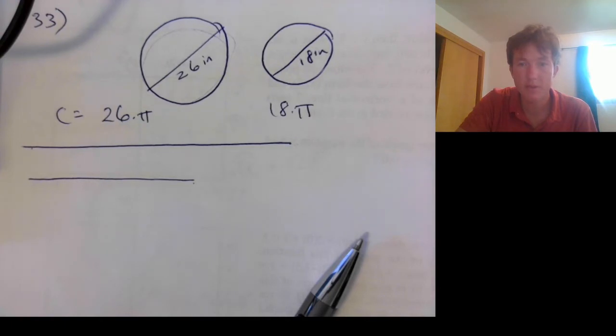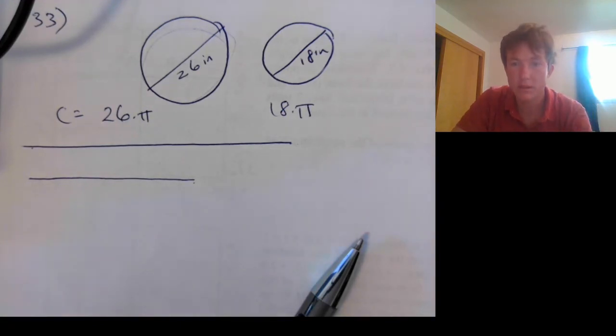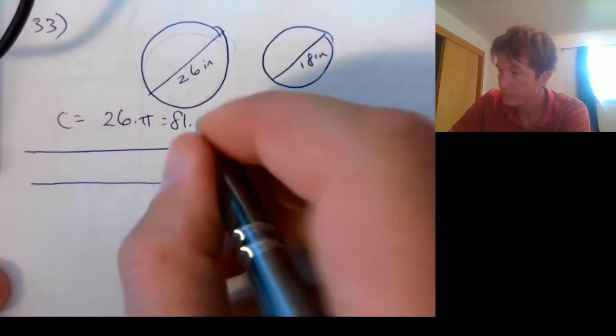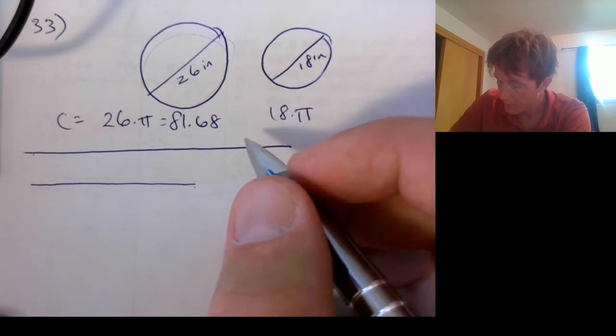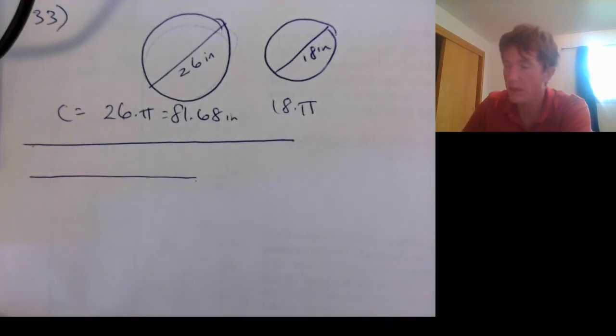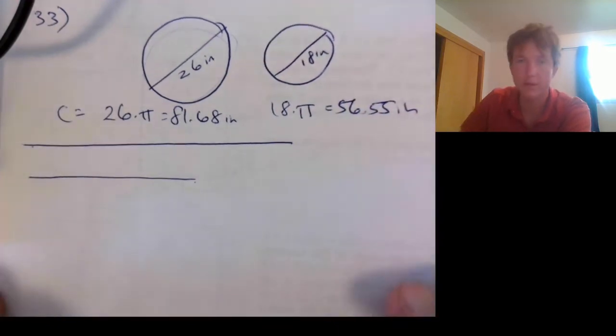I'm going to use my calculator to approximate this. In your calculators, if you have a button that says pi, go ahead and use that. If not, I would advise against it. 26 times pi is going to be 81.68 inches, and then 18 times pi is going to be 56.55 inches, and we want to figure out the nearest inch.